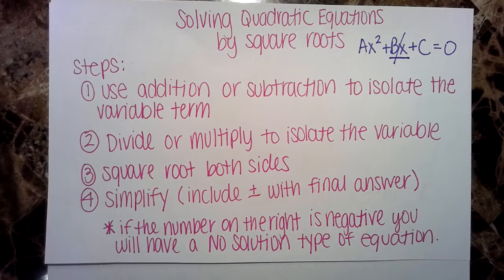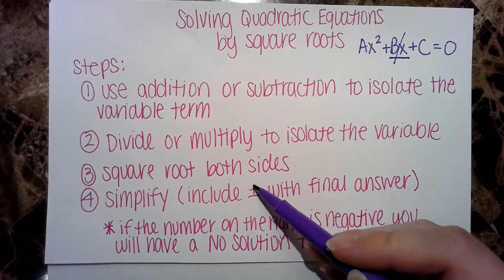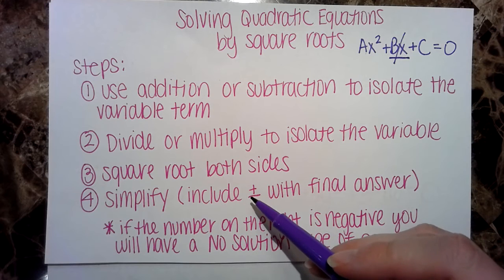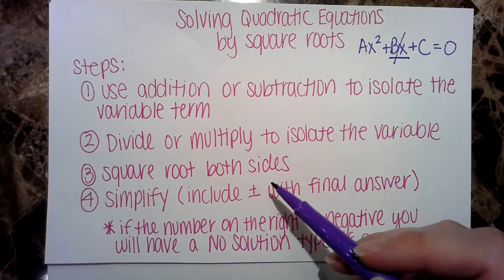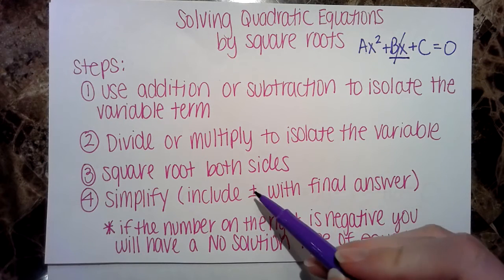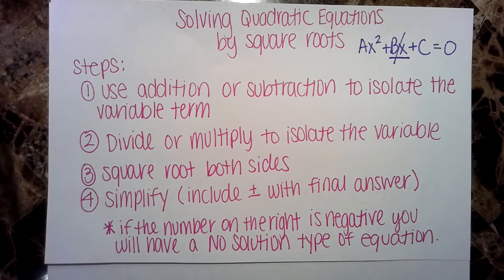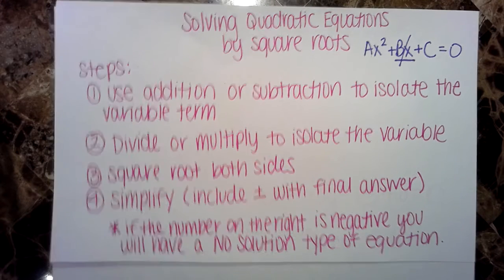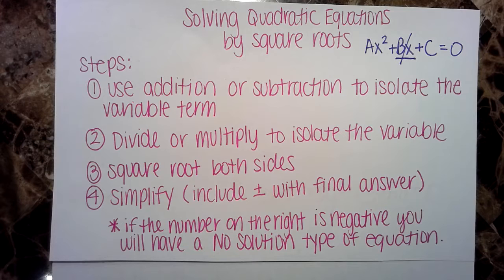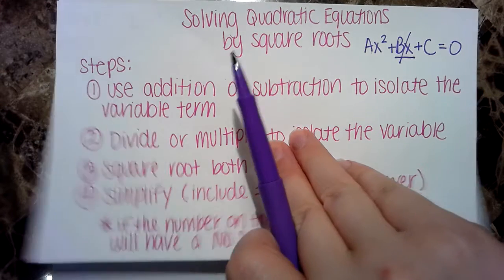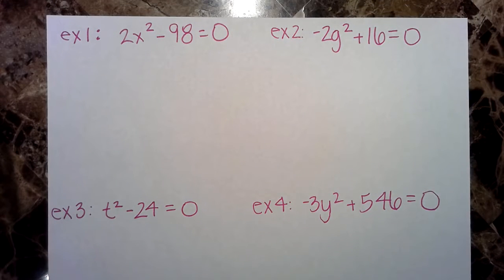And then you are going to take the next step, which is 4, where you're going to simplify and you're going to include the plus or minus with your final answer. That plus or minus tells you that that is two different solutions. So it's a positive solution and a negative solution for that value that you get for your answer. If the number on the right is negative, you will have a no solution type of equation. So that's something that's very important, okay? So we're going to start off with our first example.